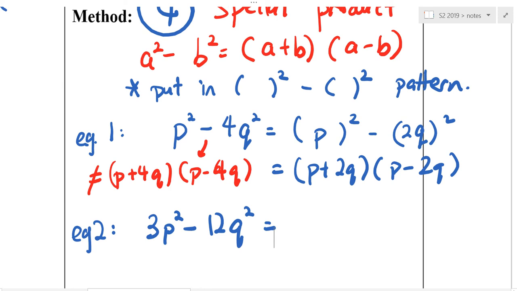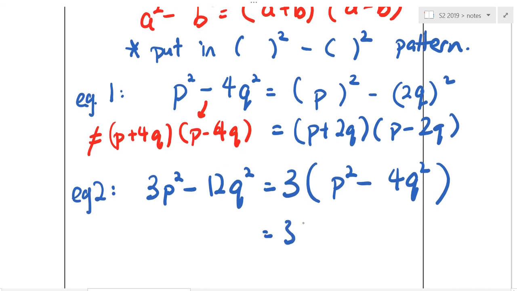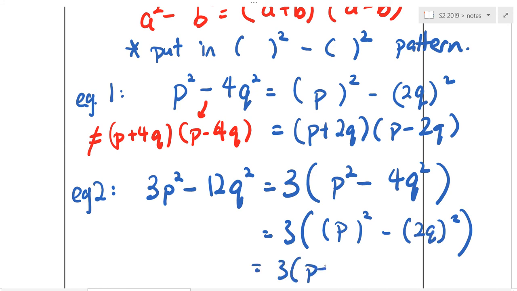So I have to apply method 1 first. Is there a common number I can take out? 3. So can you try take out 3? What is left inside? Can follow? Then what's the next step? Put into the bracket square minus bracket square. Is it the same? Same already. So the answer is P, this is 2Q, and the final answer is this.